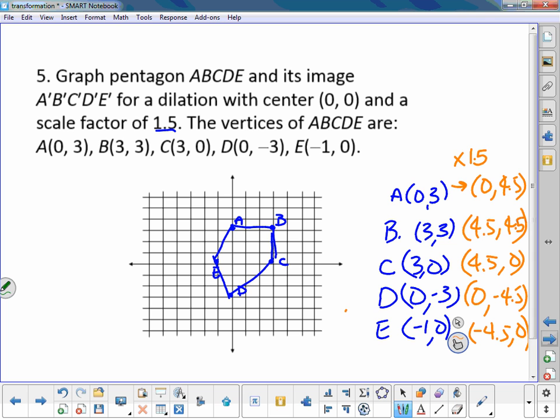Now let's go ahead and do the enlargement. So 0, 4.5, 1, 2, 3, 4. Whoops, that's A prime. 4.5. 1, 2, 3, 4.5. B prime. C is at 4.5, 0. D is at 0, -4.5. And E, I'm sorry, is at -1.5.